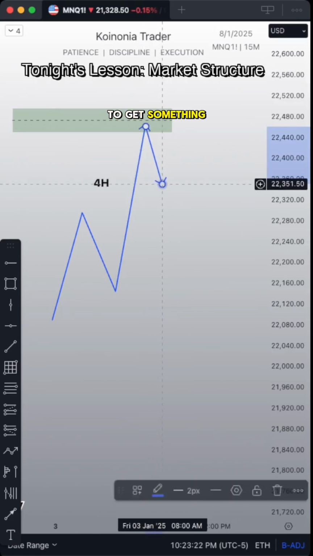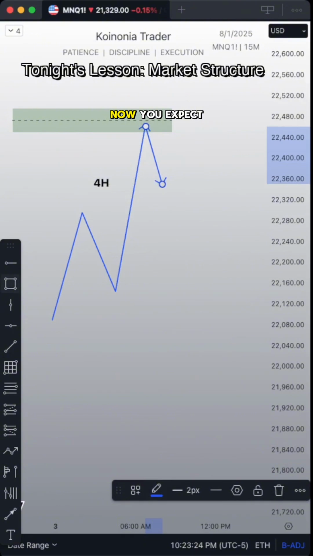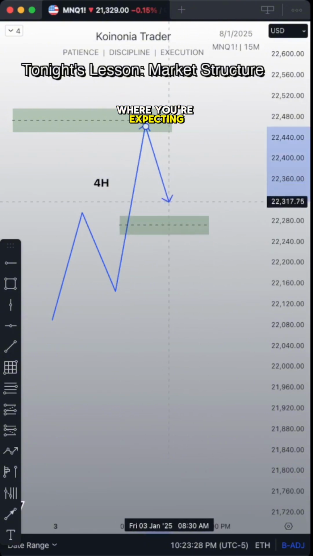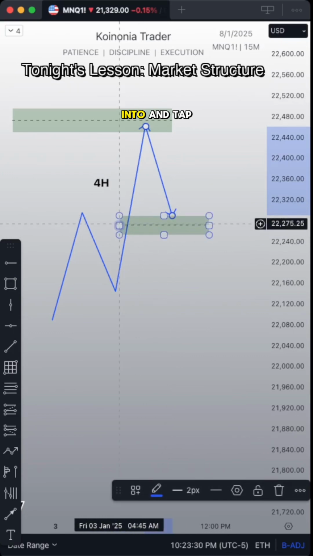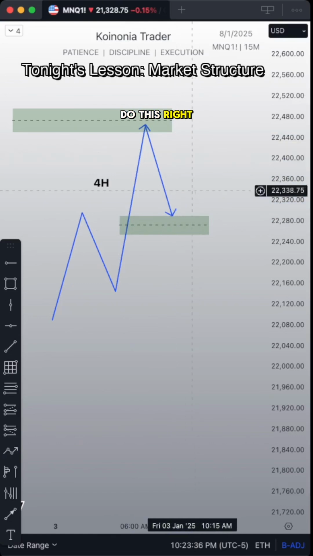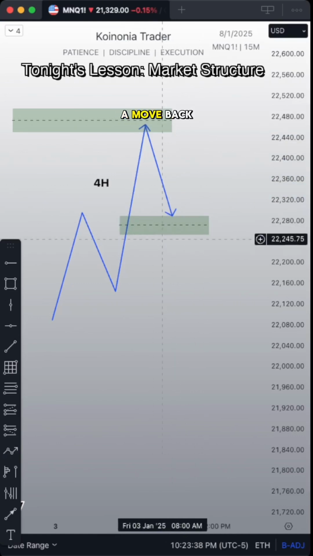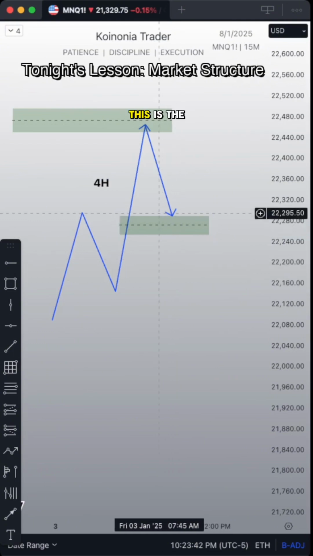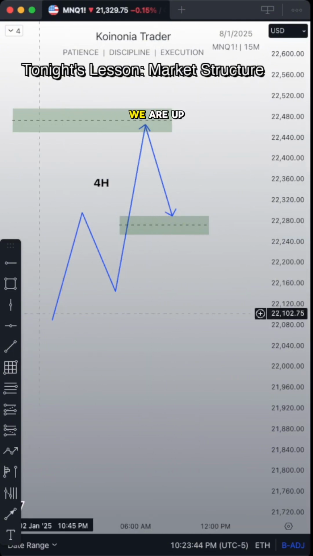And we start to get something like this. Now, let's say there is an imbalance here of some sort where you're expecting price to come in and tap into it. Here you are expecting price to do this. You're anticipating a move back up to come back up here. This is the 4-hour time frame. It looks really clean. We are uptrending.